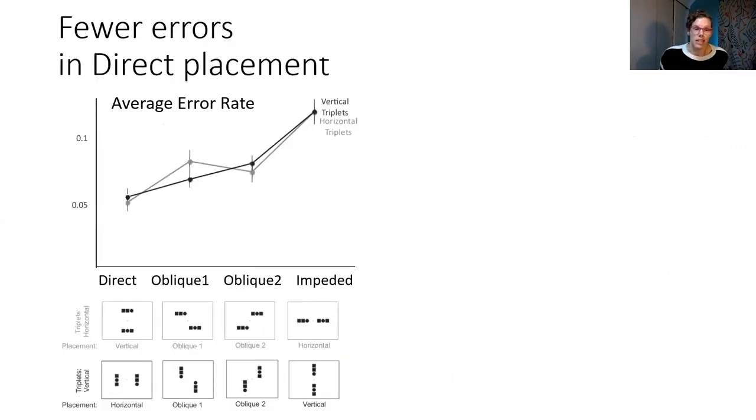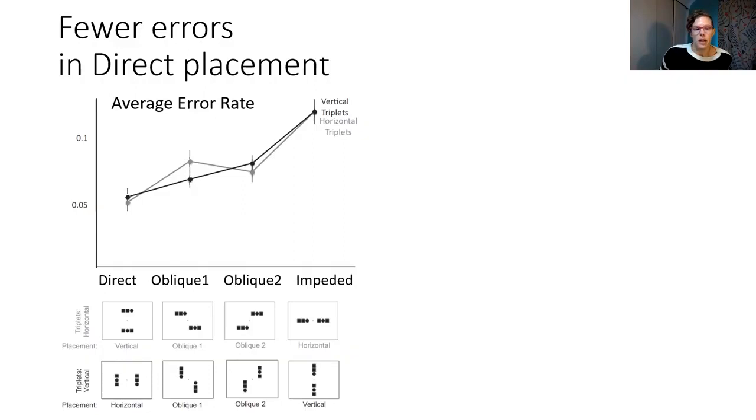What they found was consistent with the predictions of the spatial alignment principle. So this graph is showing the average error rate, which means lower is better here. On the x-axis, we have the conditions. Here on the left, we have direct. Participants are making the fewest errors on pairs that were in direct placement, the most when they were impeded, and then they had two versions of the oblique trials just for counterbalancing the direction, but they were intermediate, right? So just as the spatial alignment principle predicts, we see this sort of gradient of difficulty on making these judgments.